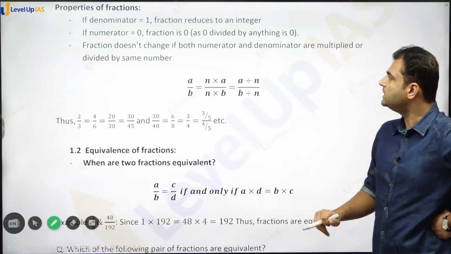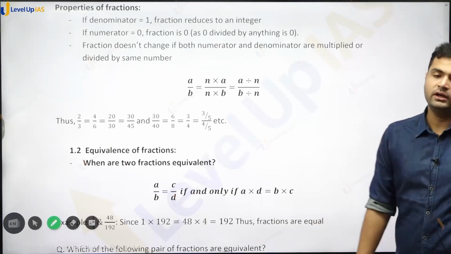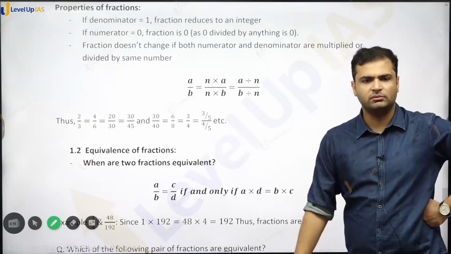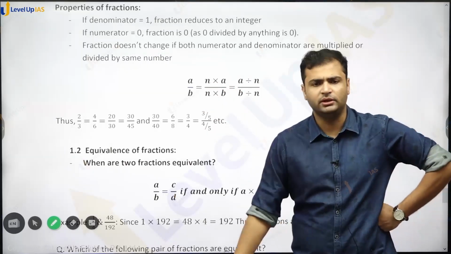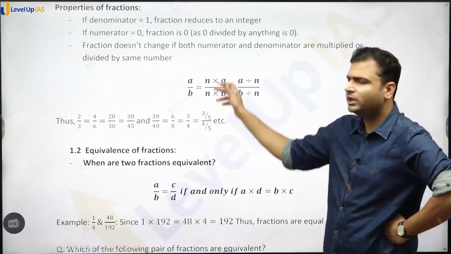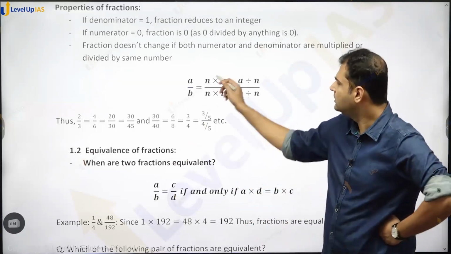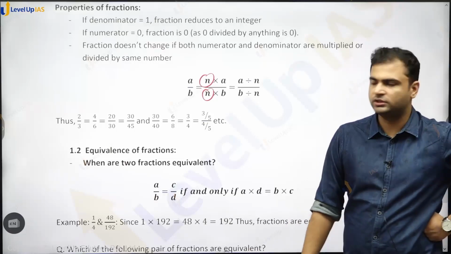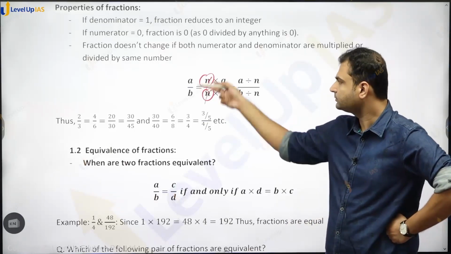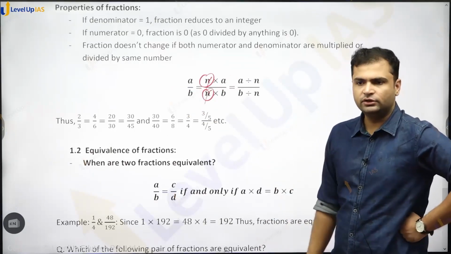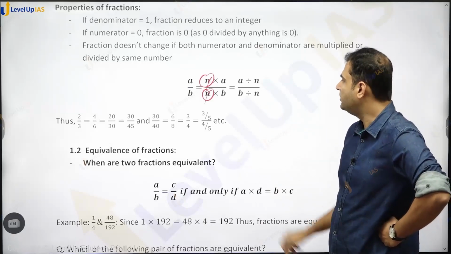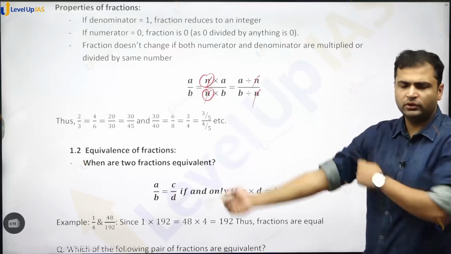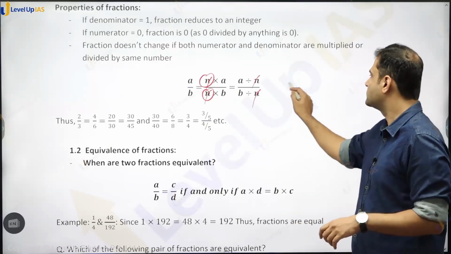Then fraction doesn't change if both numerator and denominator are multiplied or divided by the same number. So if you have a by b, you multiply it by the same number, like here we have multiplied by n. Then fraction does not change because this n gets cancelled and these two are equivalent. A divided by n, b divided by n. Again, this n cancels out because division is nothing but reverse of multiplication.